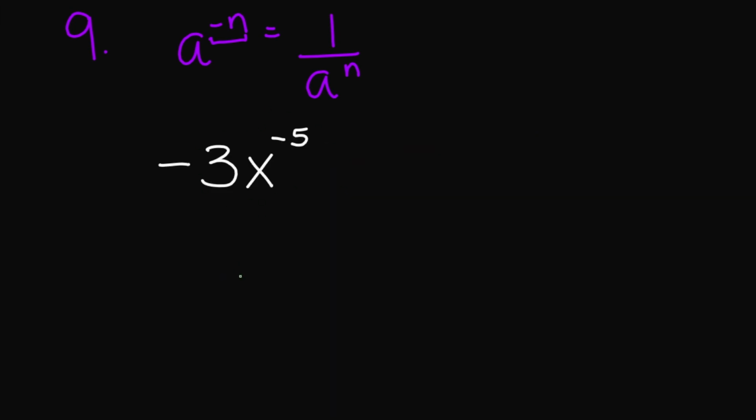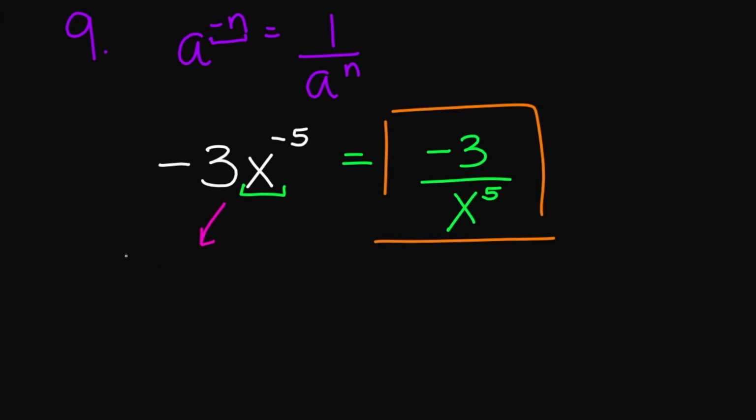So let's look at this example here. Similar to the problem we just did, the only thing that's being raised to the -5 power is the x. This is going to be -3 over x to the 5th. The common mistake is to write 1 over 3x to the 5th, and that is not the correct answer.